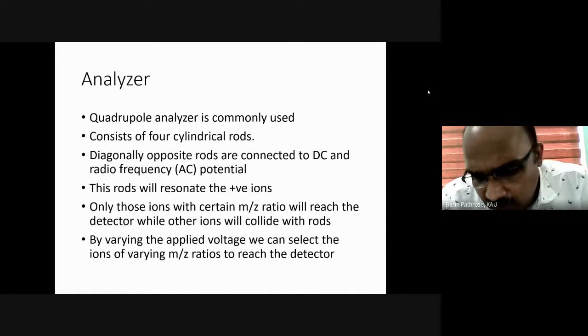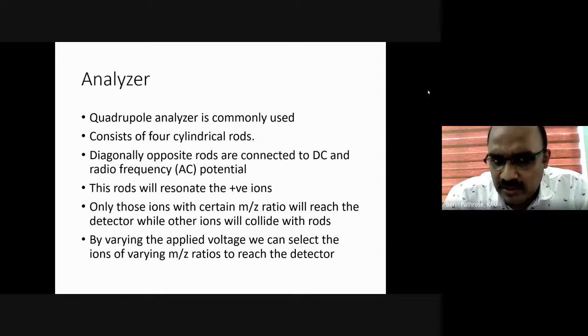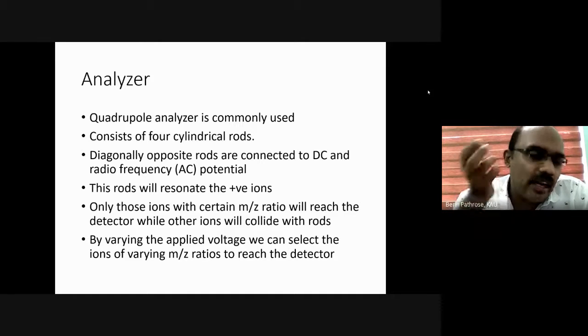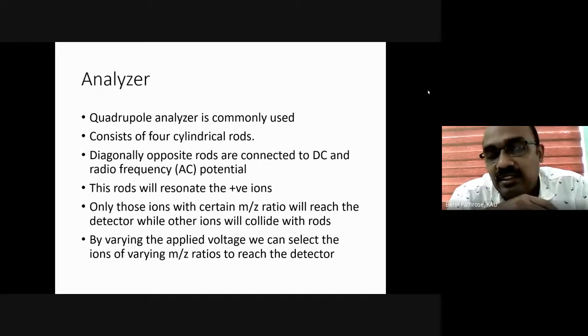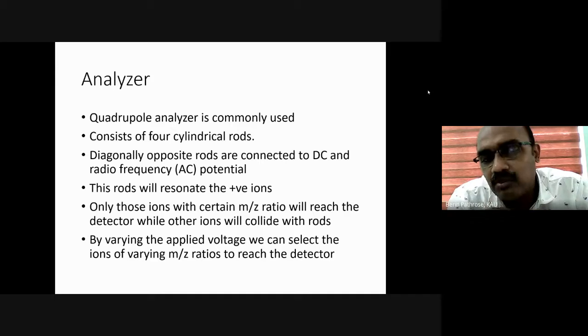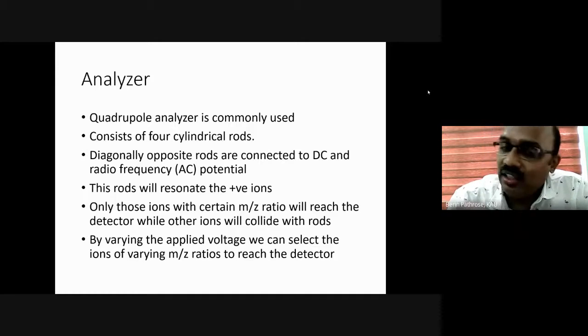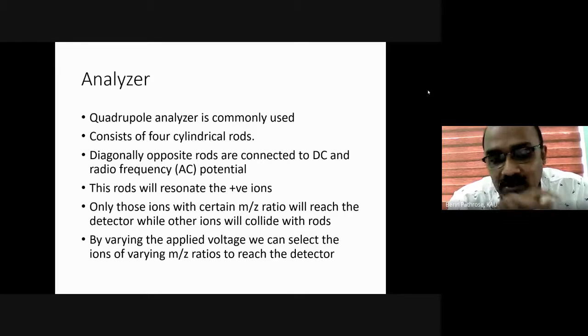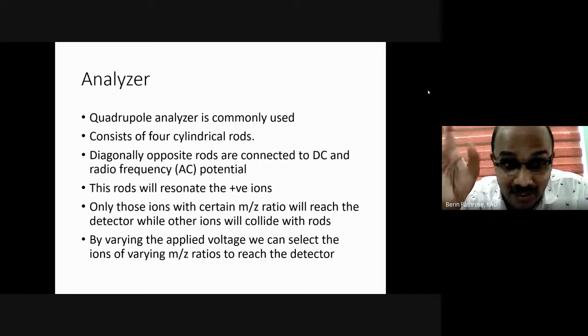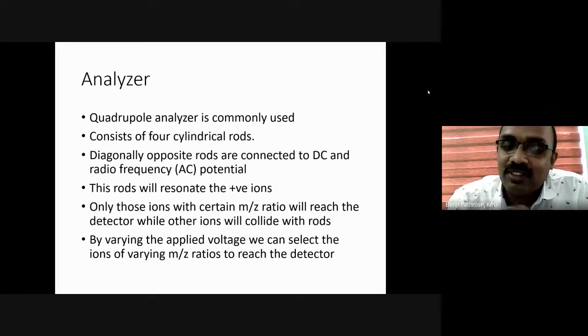This is what is described in the slide. The four cylindrical rods. The opposite rods are connected to DC and radio frequency or AC potential. So it will resonate. I'm mainly discussing GCMSMS. Here in GCMSMS we mainly convert the compound into positive ions, and only those ions with a certain mass by charge ratio will reach the detector. Others will collide with the rods. And by varying the applied voltage, we can select the ions.